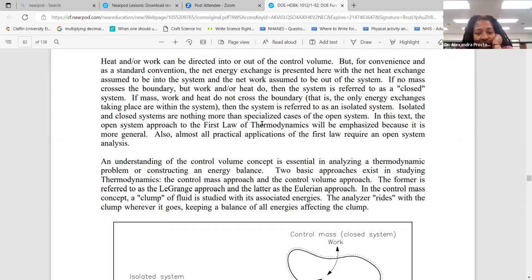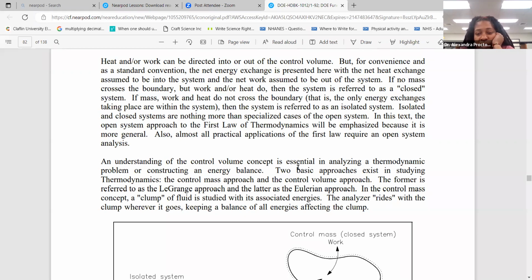If mass, work, and heat do not cross the boundary, that is, the only energy exchange is taking place within the system, then the system is referred to as an isolated system. Isolated and closed systems are nothing more than specialized cases of an open system. So in this book, the open system approach to the first law of thermodynamics is what's going to be emphasized, because it's a more general way of talking about a system.